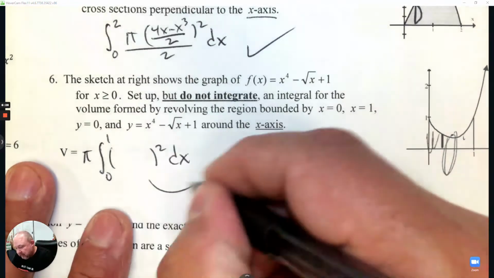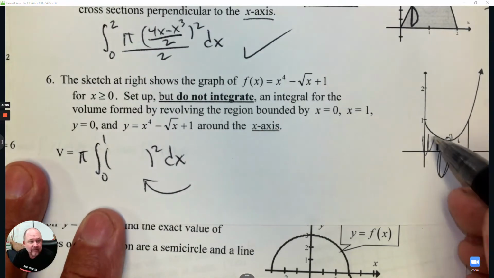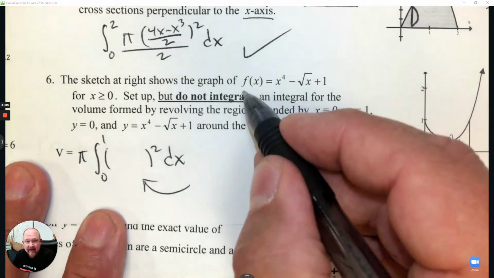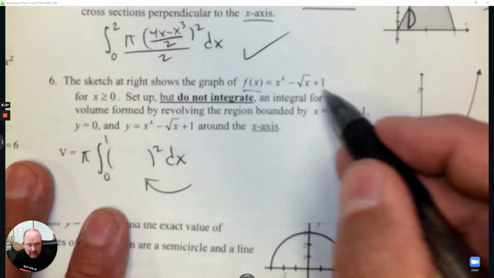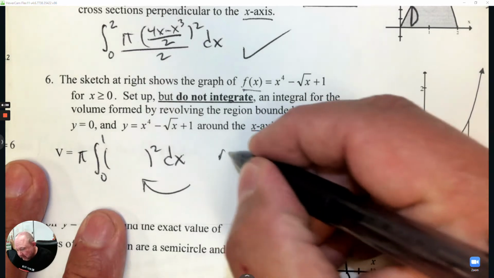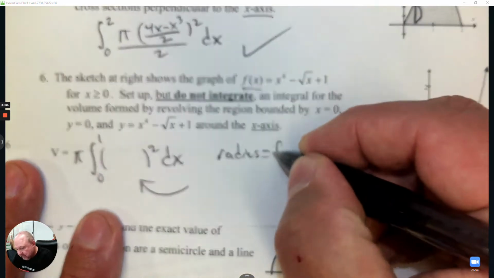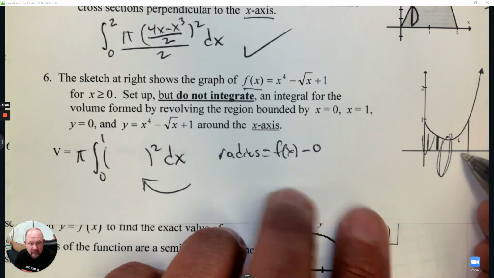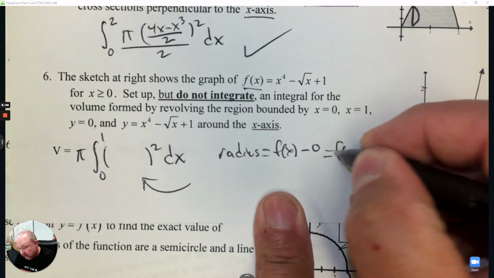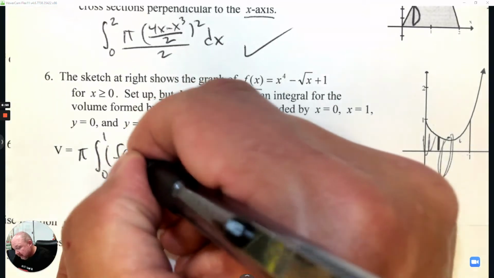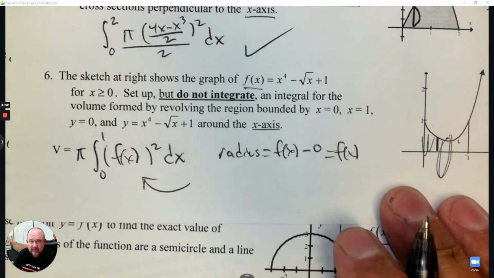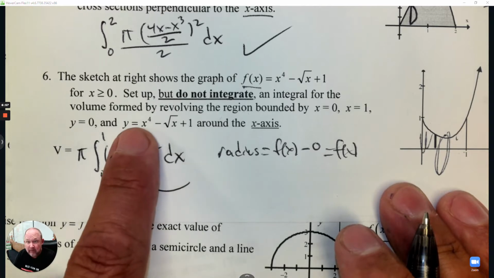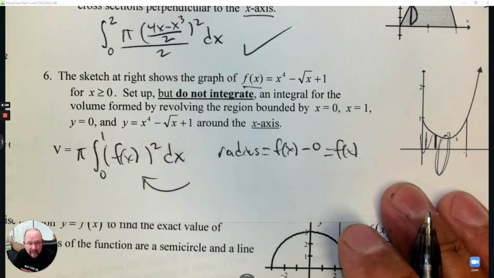And then what represents that radius is just top subtract bottom. Now, f of x is already defined, so we don't need to write this ugly thing in here. So we know the radius is top subtract bottom. In this case, it's the function subtract 0, or just the function. So that's all we plug in here. And then that is the setup for revolving it between 0 and 1. That's it. And you might want to put that in instead of f of x, would be the same answer.